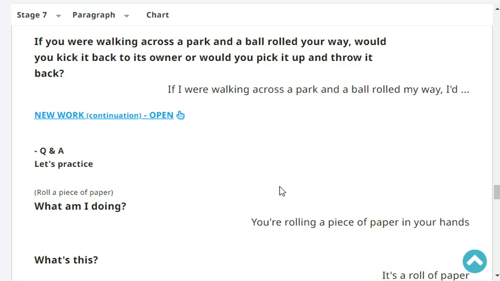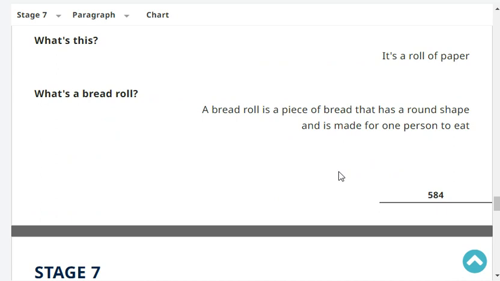What am I doing? You are rolling a piece of paper in your hands. What's this? It's a roll of paper. What's a bread roll? A bread roll is a piece of bread that has a round shape and it's made for one person to eat.